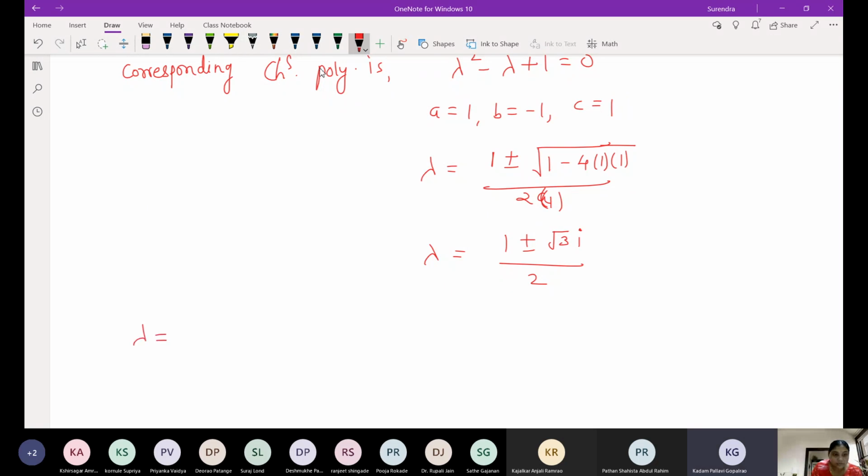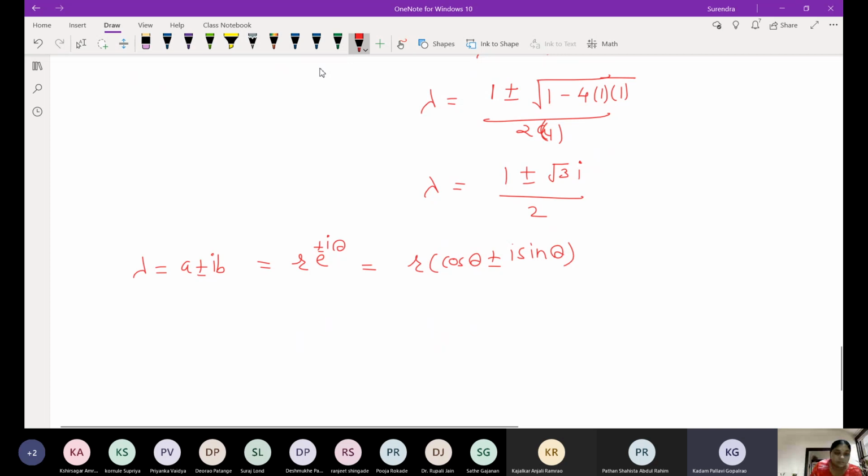if lambda is equal to a plus or minus ib, then it can be written as r. We have to write in terms of polar coordinates, plus or minus. So r times cos theta plus or minus i sin theta. So what is r here? Where r square is nothing but a square plus b square, and theta is nothing but tan inverse of b by a, right?